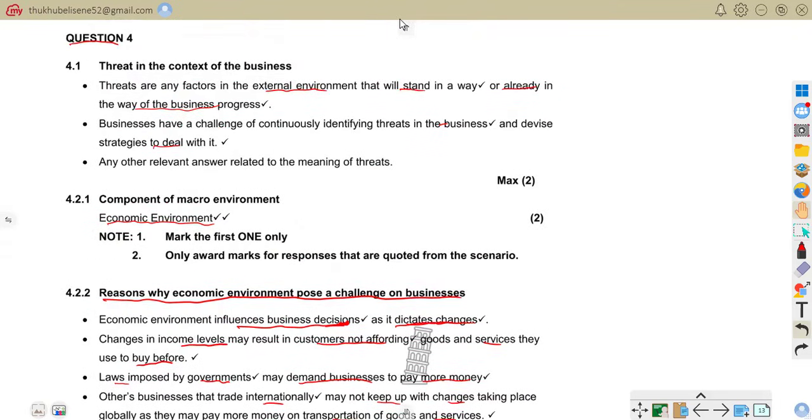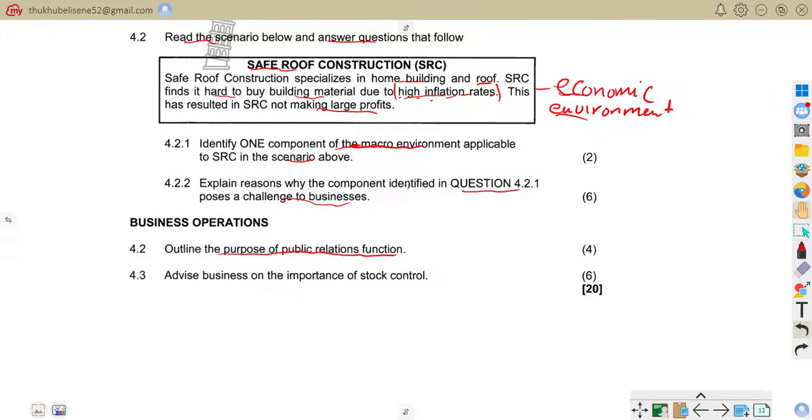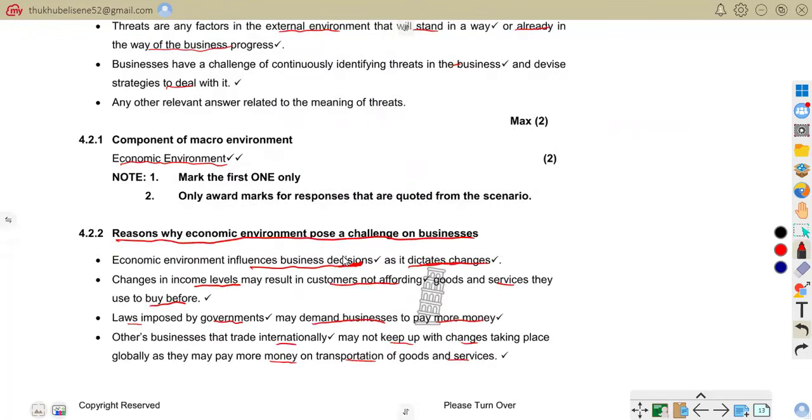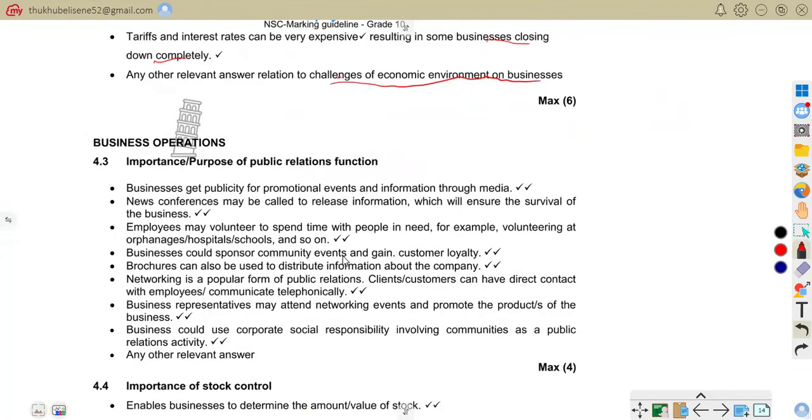Outline the purpose of... Okay, so there's a mistake that I have just identified here. It was not supposed to be 4.2, it was supposed to be 4.3. So here is 4.4. That is the incorrect numbering. So yeah, we are on 4.3, outline the purpose of a public relations function.